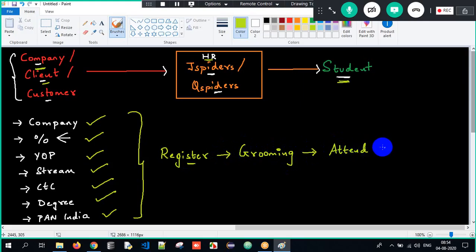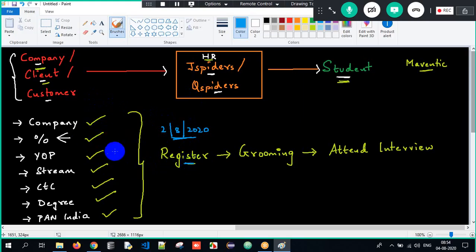Okay, attend interview. So this is the hierarchy process which you will understand. Imagine the company name is Maventech. For example, on 2/8/2020, this Maventech company approached the HRs and they gave the job description.